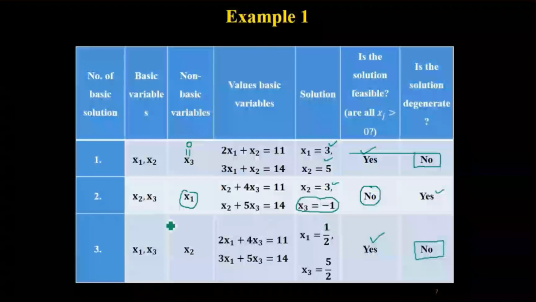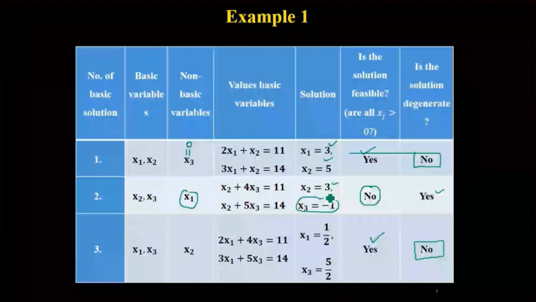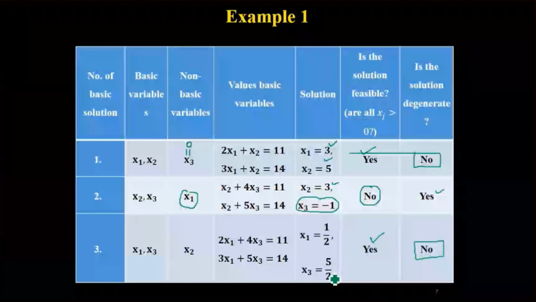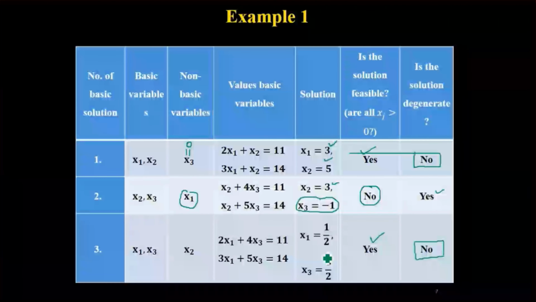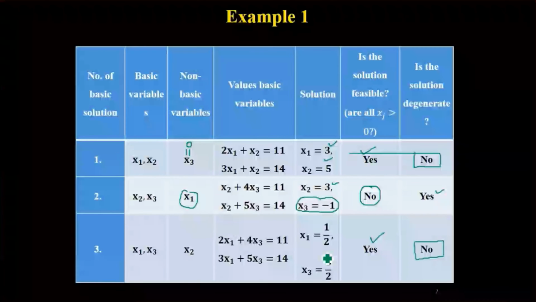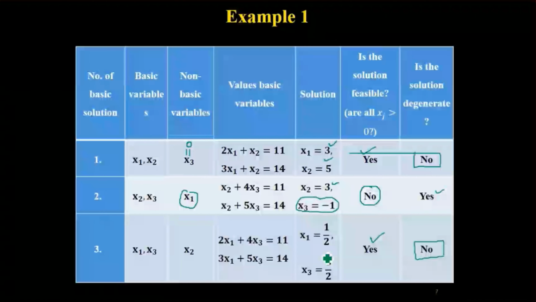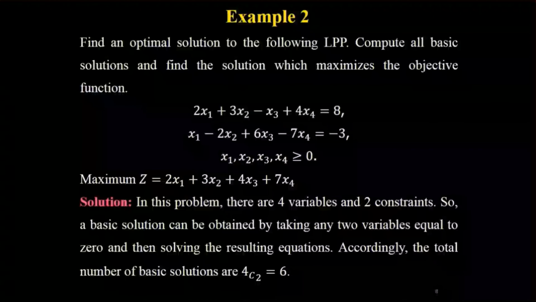In this way you can find different combinations. These are the different sets of solutions. The first one you can see is 3, 5, 0. The second one is an infeasible solution, so we will not consider it. The third one is 1 by 2, 0, 5 by 2. These two solutions we can consider, and by putting them into the objective function, if it is provided, we will get the optimal solution. If it is maximization, we take the maximum value, and for minimization the minimum value of the objective function, and the corresponding x1, x2, x3 will be the optimal solution.